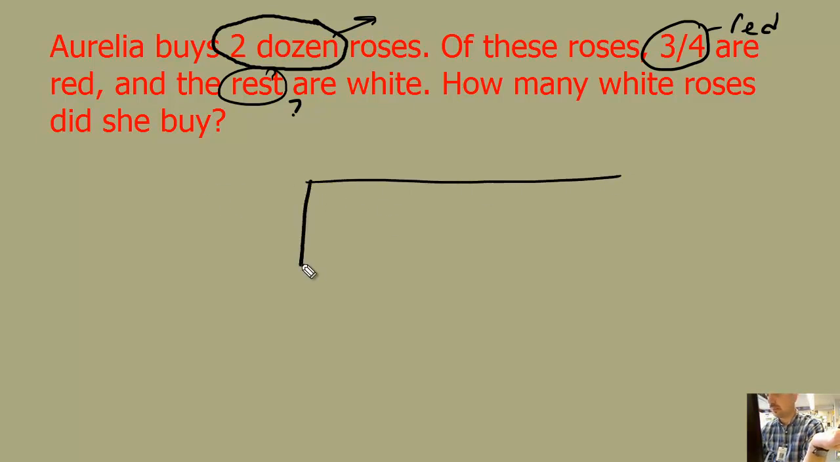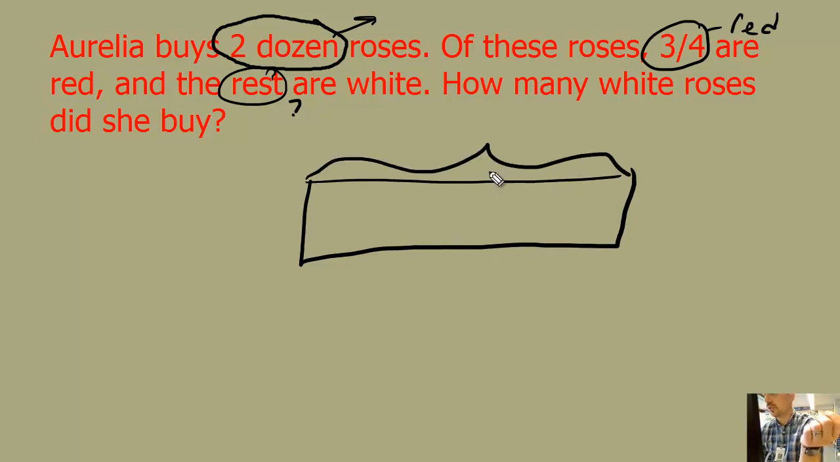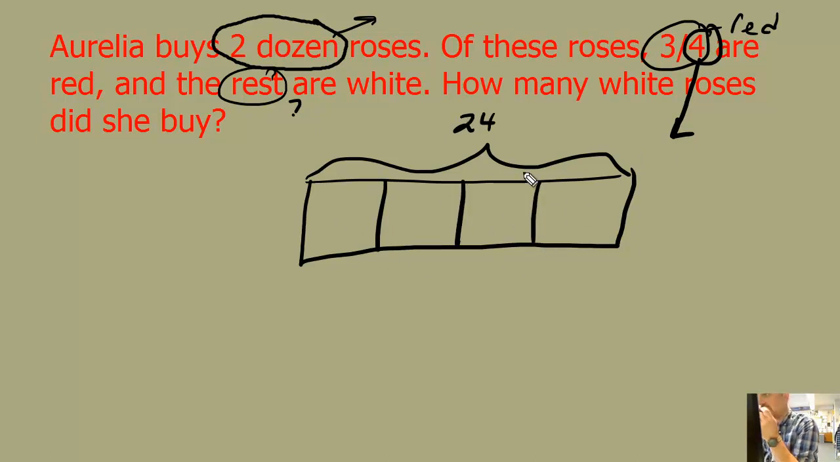Let's draw ourselves a tape diagram, because we can, and we should. This whole tape diagram represents my 2 dozen roses. That's 24 roses, because only 3/4 are red. By looking at this 3/4, I know I have my denominator here as a 4, and that tells me what we're naming this fraction. So I'm going to split that up. I have my 24, and I divided it by 4 because I'm dealing with fourths. And 3/4 of them are red. So 3 out of the 4 are red, and 1 would be white.